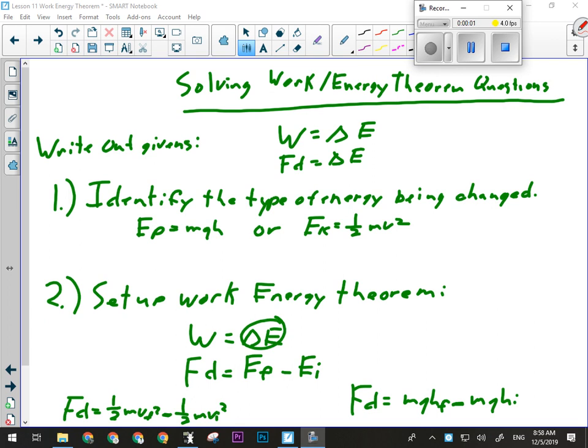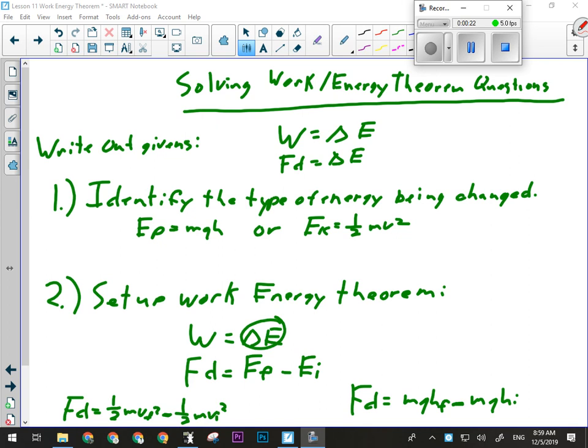Okay, so steps to solving a work energy theorem question. Obviously, always write out your givens. If you've identified it as a work energy theorem question, write that work is a change in energy. It may be that force times distance is a change in energy. Then identify the type of energy being changed. Is it potential or is it kinetic?